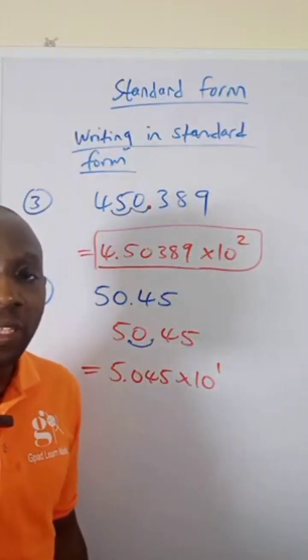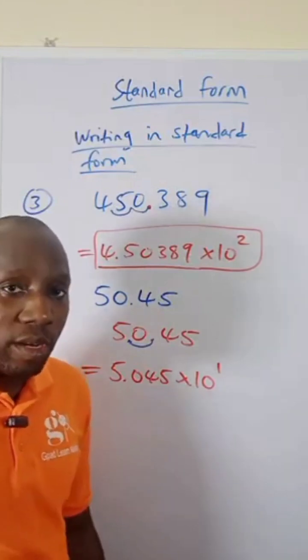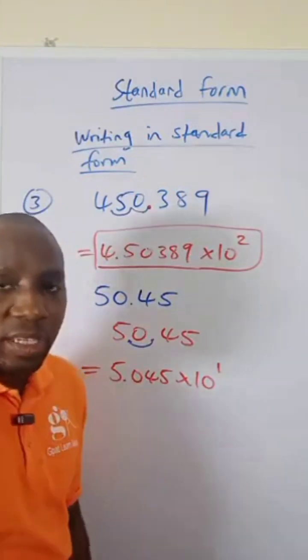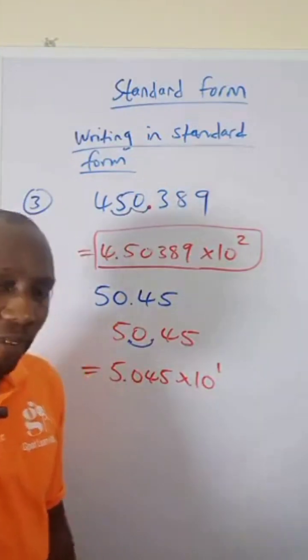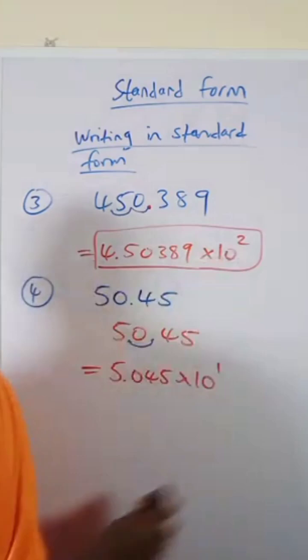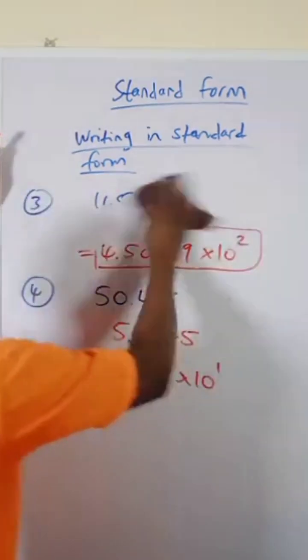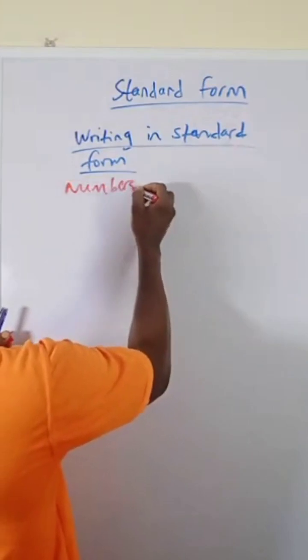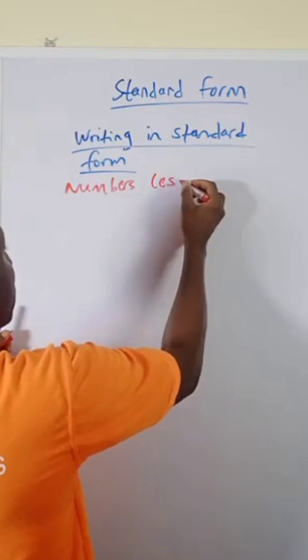We now want to look at numbers that are less than 1, like 0.5, 0.435, and all that. That's what we'll be looking at next. Okay? So now, numbers less than 1.